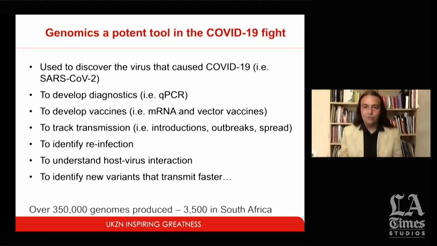And then it was used to develop diagnostics, it was also used to develop vaccines, to track transmission, to identify infection, to understand virus and host interaction, and lately to identify new variants that transmit very fast. So genomics has been one of the cornerstones of the response to the pandemic, with over 350,000 genomes produced, with 3.5 thousand of those in South Africa.